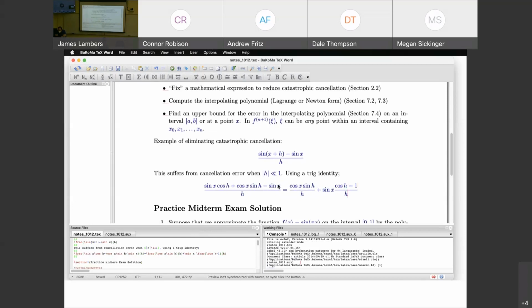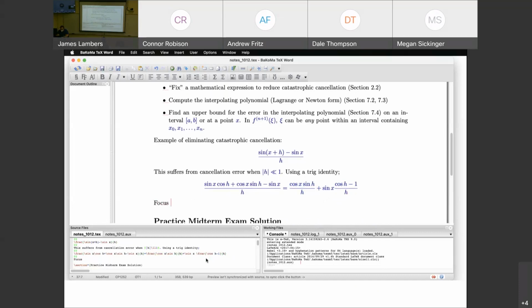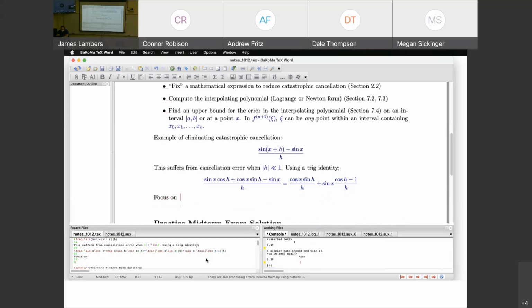Cosine h minus 1 has the same problem, because as h goes to 0, cosine h goes to 1, so we're subtracting, again, two numbers that are very close, so we've shifted the cancellation error into a different expression. And this part we don't have to worry about anymore. Any ideas on what we can do with this? Now you're going to make the problem smaller, because the rest of it we don't have to worry about.